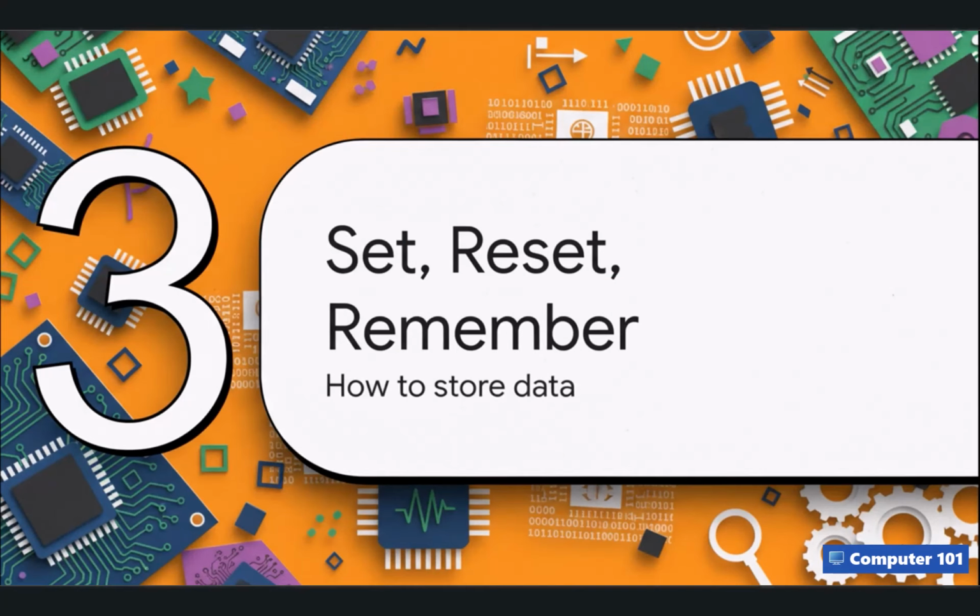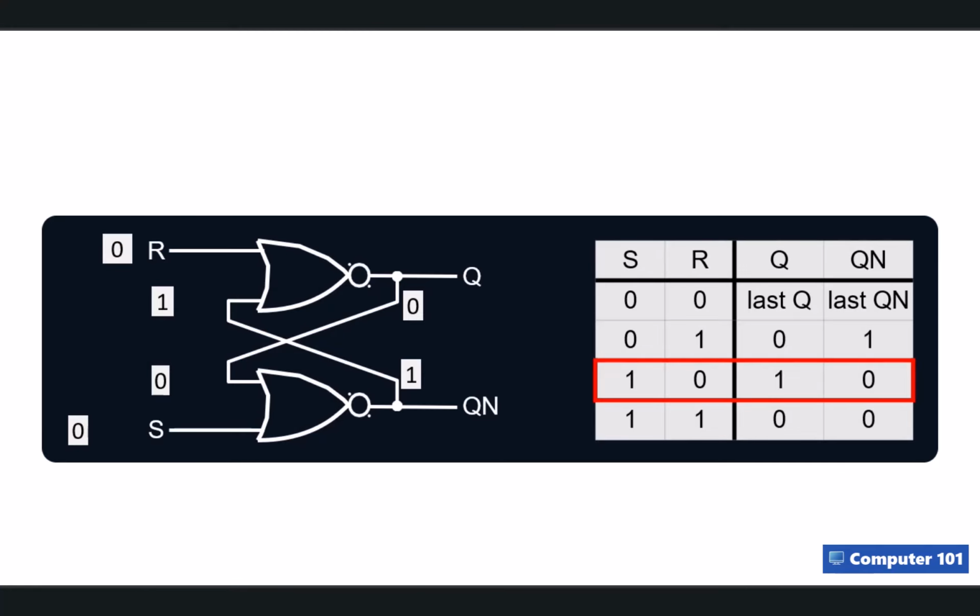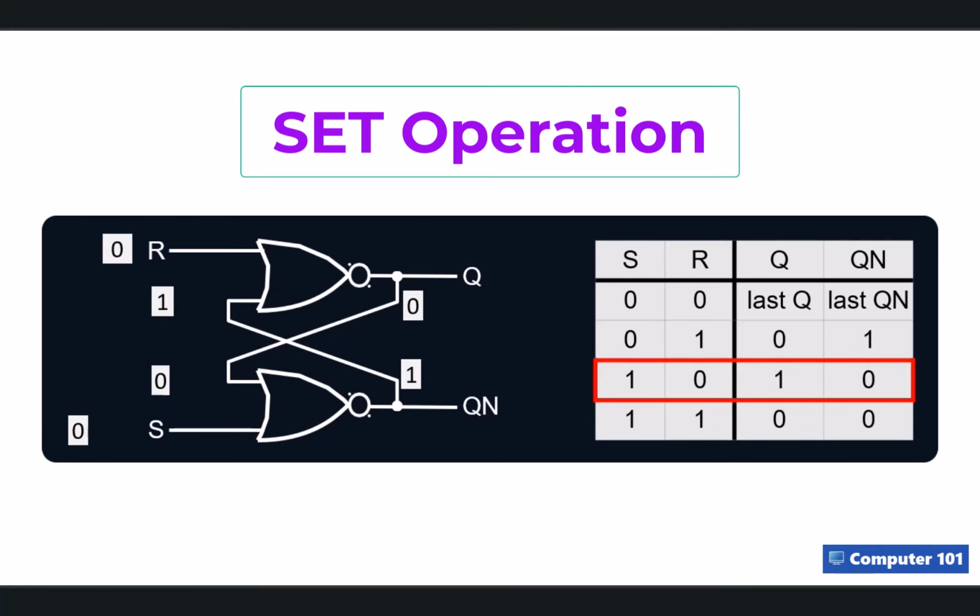All right, section 3, set, reset, and remember. Let's see this in action. Now, what's really interesting here is how we command the latch to save a piece of data. Say we want to store a 1. We assert our set state. We change that S input to a 1, and we keep the R input at a 0. Think of the S input as the builder. Its entire job in life is to force our primary output Q to equal 1.